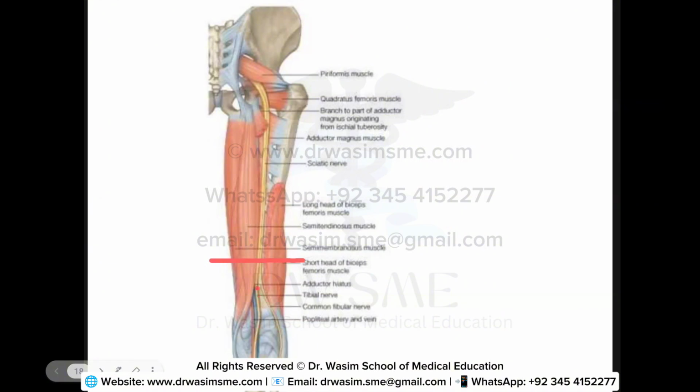In the popliteal fossa, the tibial nerve will go down and supply the posterior compartment of the leg, whereas the common peroneal nerve is going to come to the anterior aspect and supply the anterior and lateral compartment of the leg. So that is the difference.